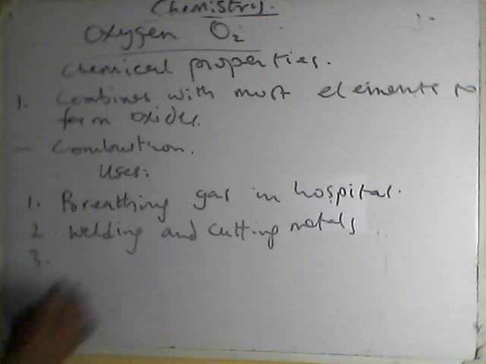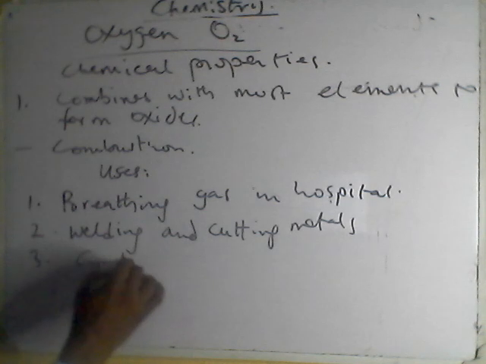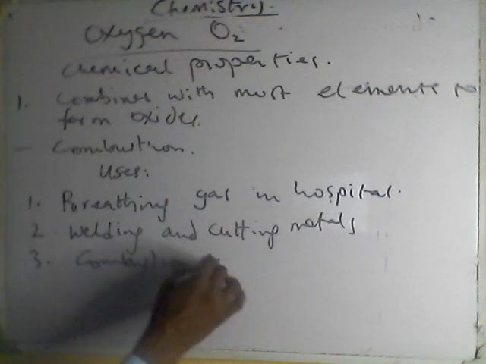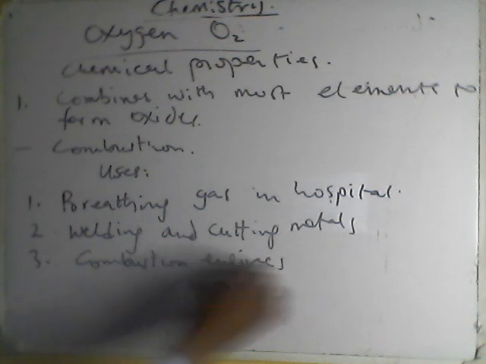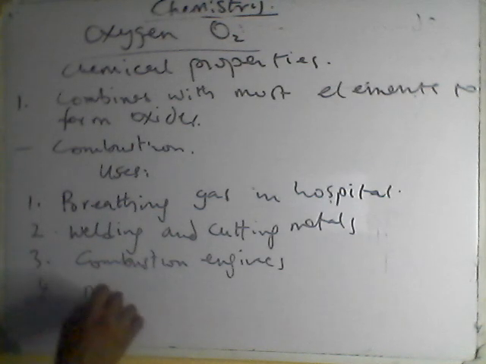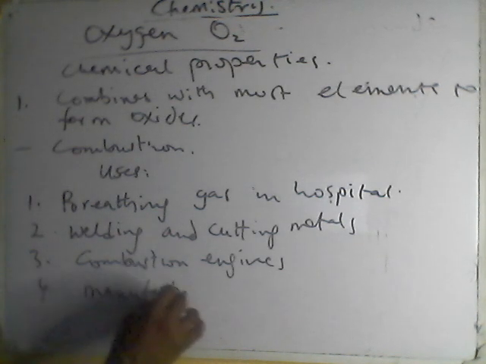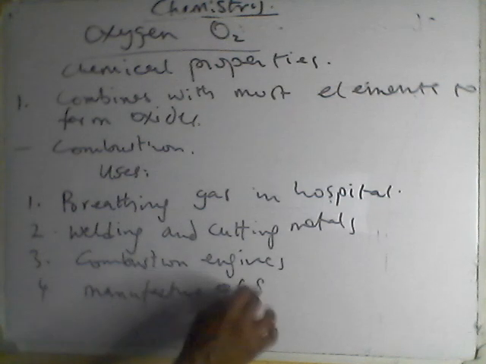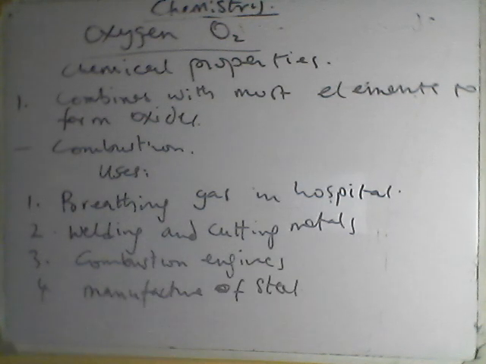Number 3, combustion engines. Number 4, manufacture of steel. These are the uses of oxygen. Okay, so we'll go to the next one, chlorine.